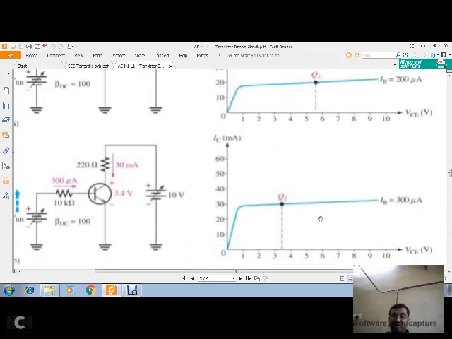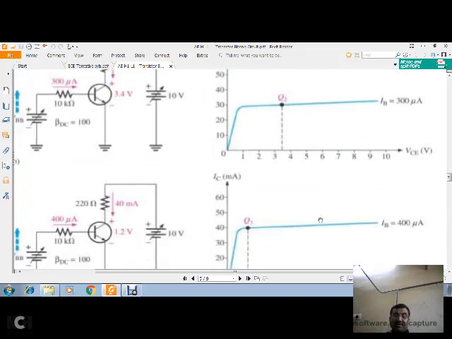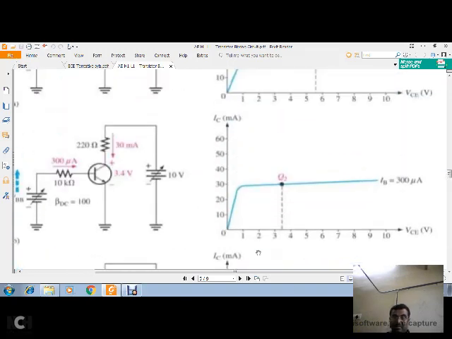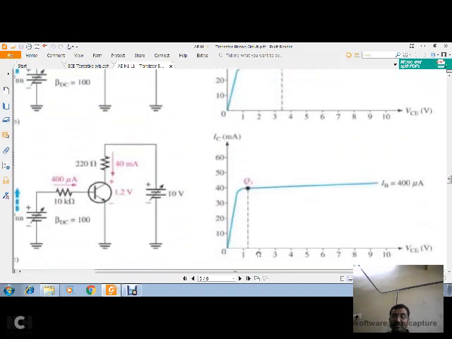For different IB values we have three different Q points, right? And each time you increase the base current, the collector current increases, right? That observation you should make here. So collector current directly depends on IB. That is why we have the equation IC is equal to beta times IB. So IC is directly proportional to IB. Increase in IB, increase in collector current, right?